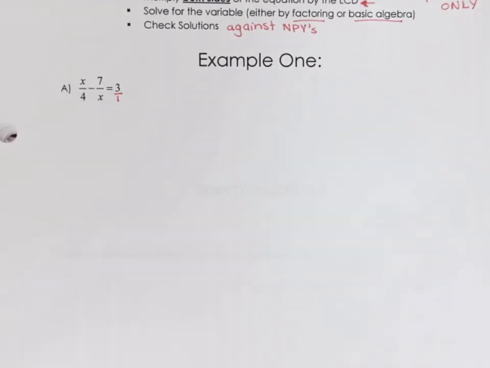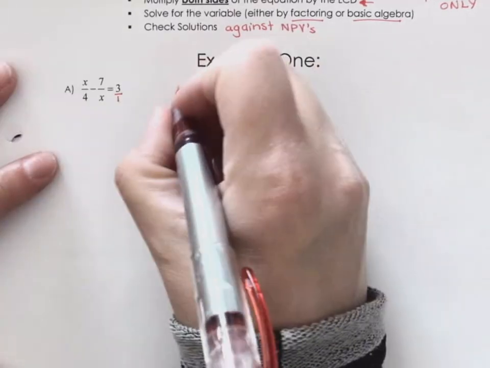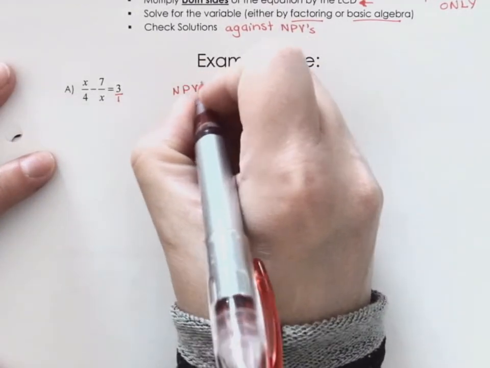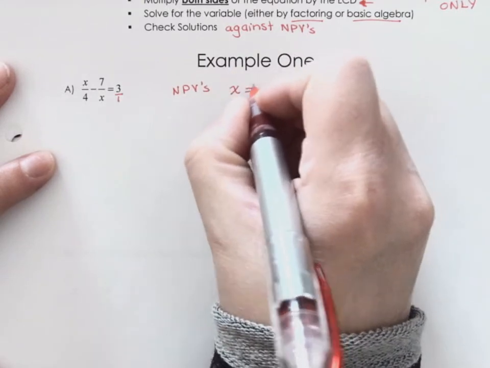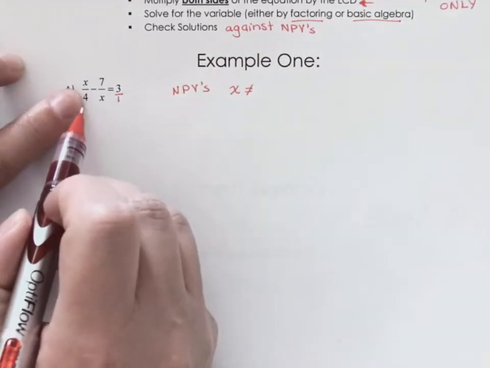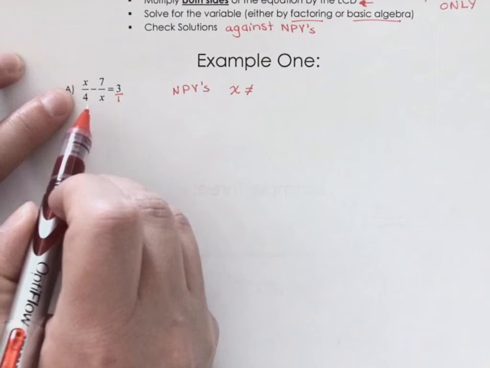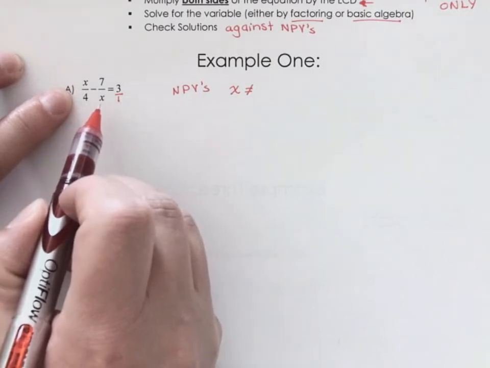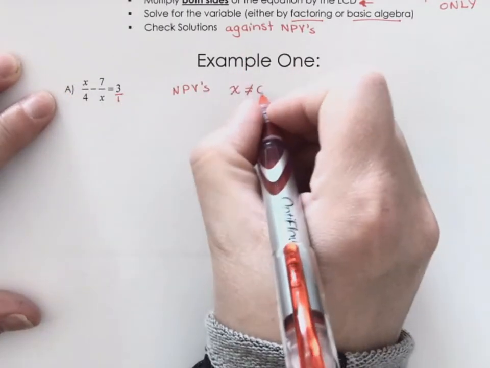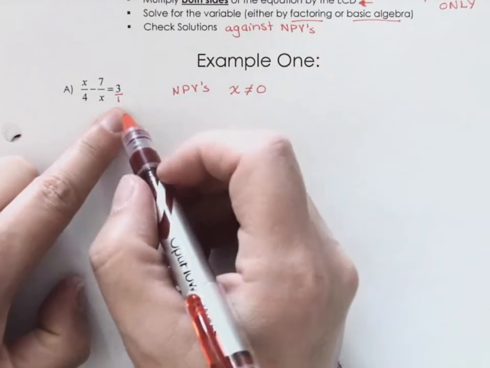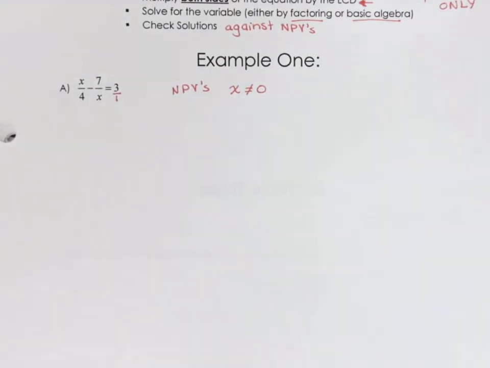And remember, we only do non-permissible values on the variable. So my NPV is over here. X cannot equal, well, there's no X in the first one, so nothing here. What can X not equal here? 0, because it's just a single variable. And there's no X in the last one, so there's nothing I have to do there. So I've got one NPV. We all good? Nice. Awesome.